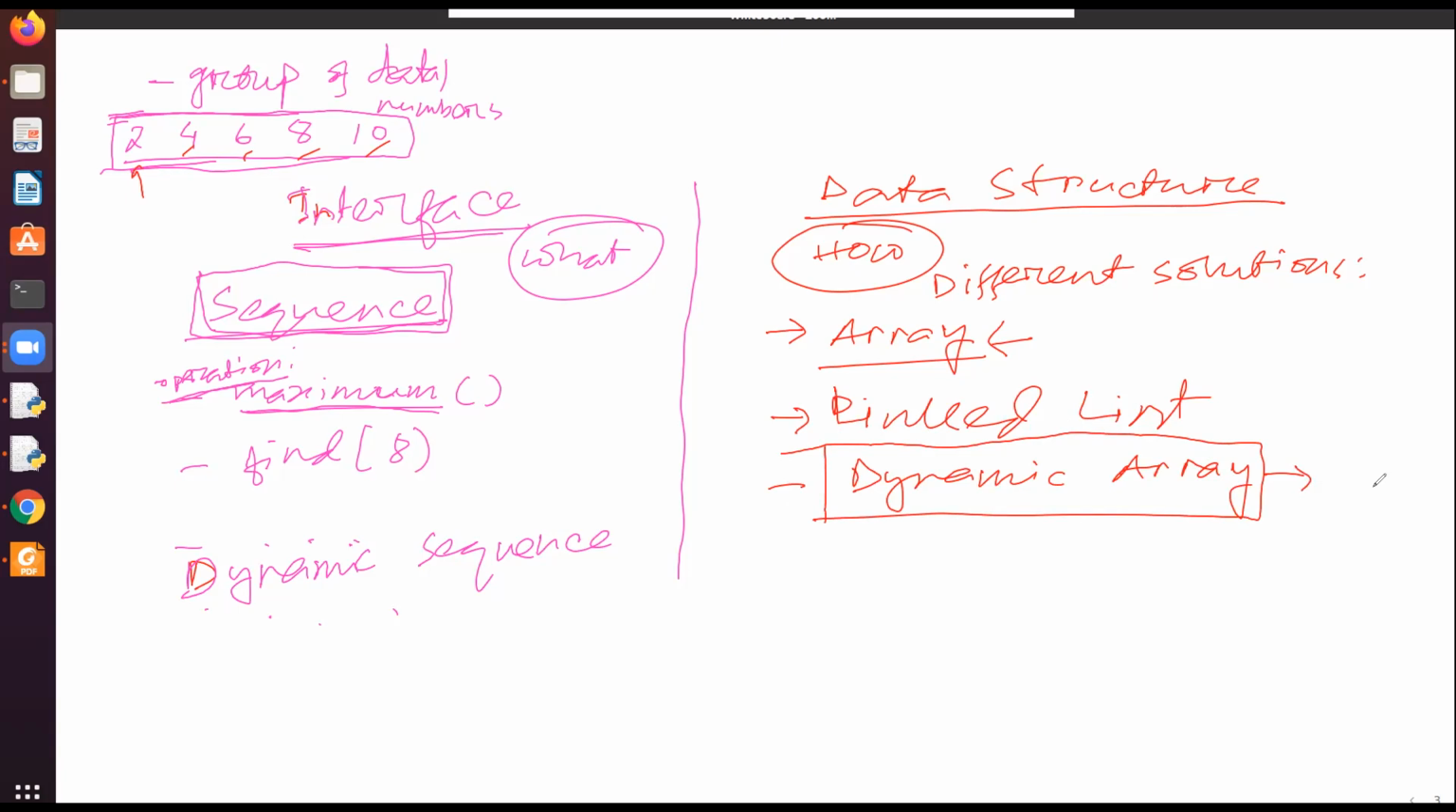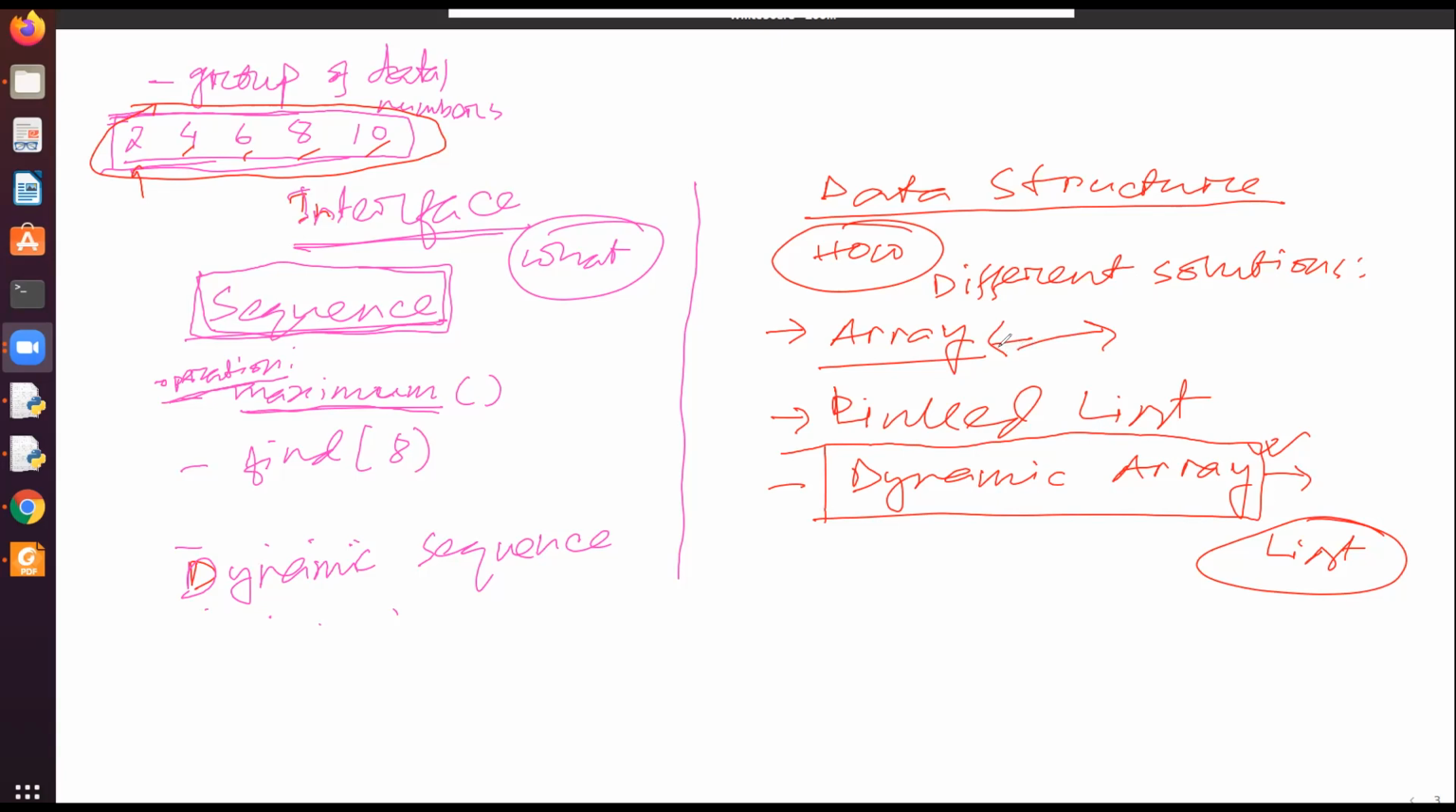It is actually implemented in Python as a list. If you have used the list in Python, and if you have used the append function, I think all of you have already used it, then you have already used a dynamic array. So a dynamic array can be a solution. That means you can solve the sequence problem by using the list of Python. You can solve the sequence problem by using the array.